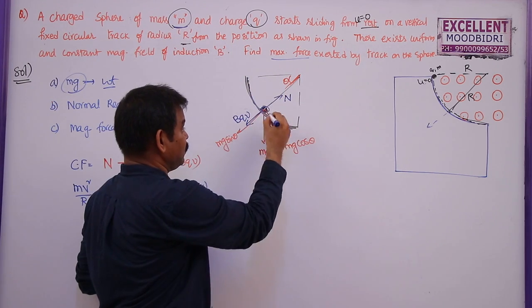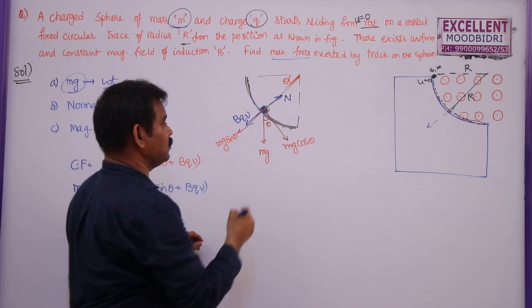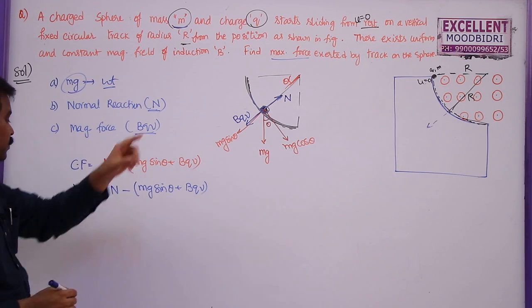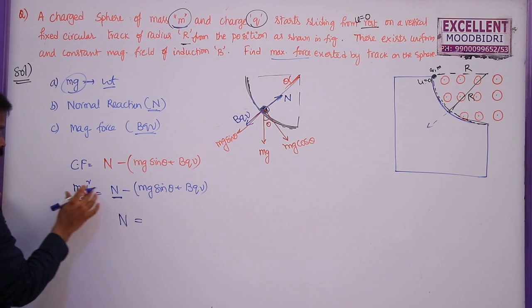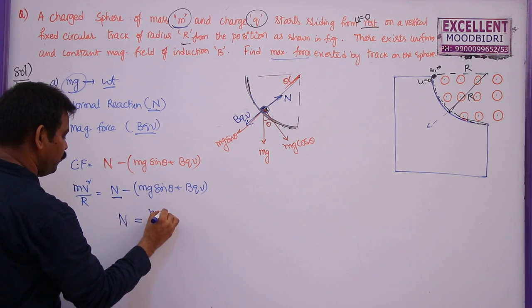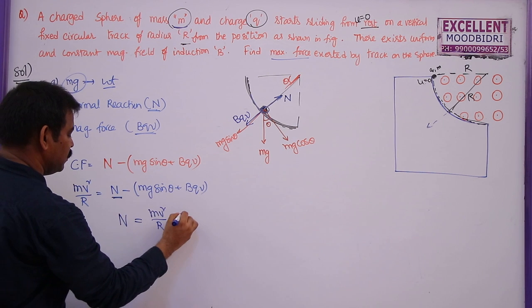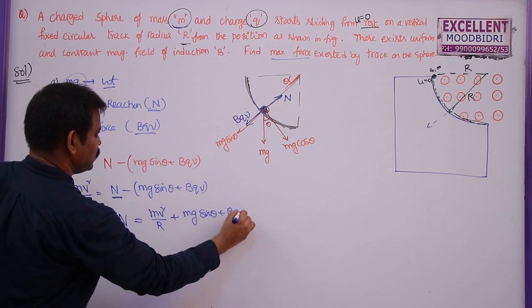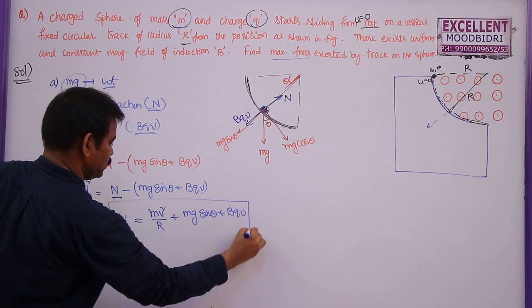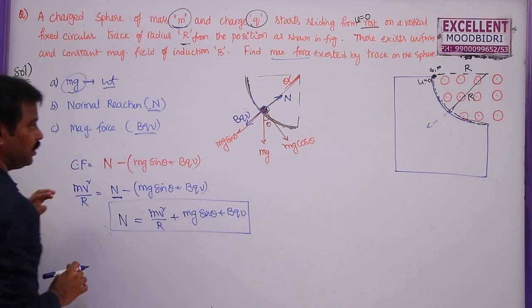By the track on the sphere, this force is acting. That means they are asking us to find out the normal reaction. So I want this force. So N is equal to, you bring this one to this side, mv square by r plus mg sin theta plus BQV. This is the force exerted by the track on this one.